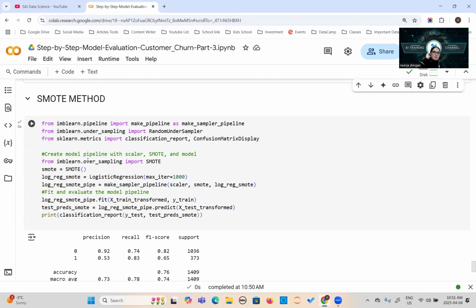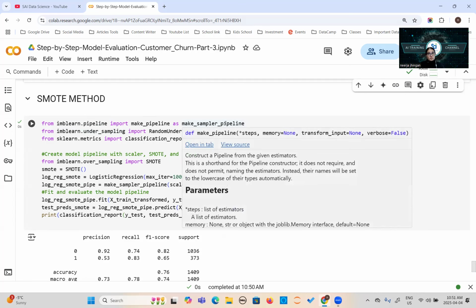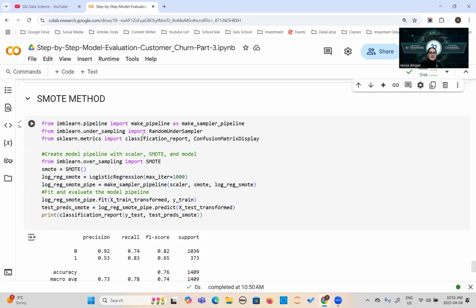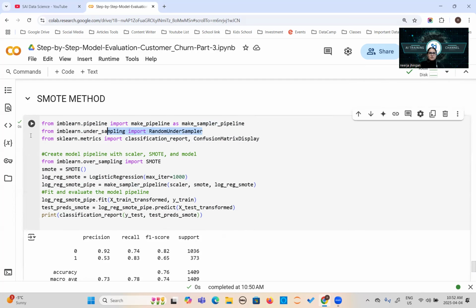Okay, so now we will pick up the imbalanced-learn dot pipeline. This is not from scikit-learn, and then we will make a different pipeline. This is especially for SMOTE. And then random undersampler, we are not using this library. If you want, I can make a new video. Just let me know. Drop a comment in the comment box.